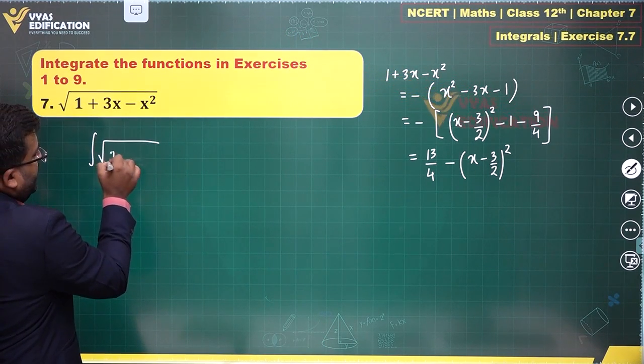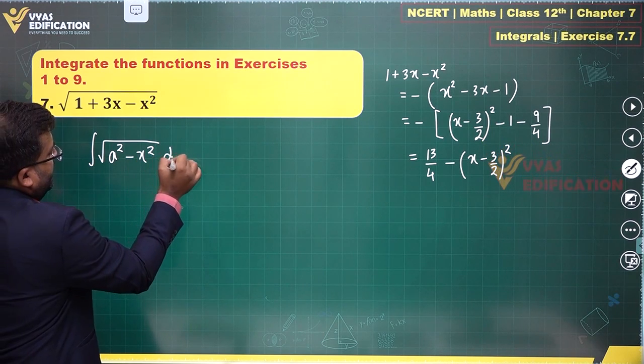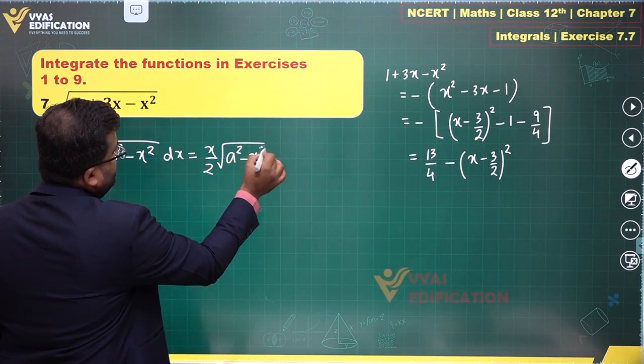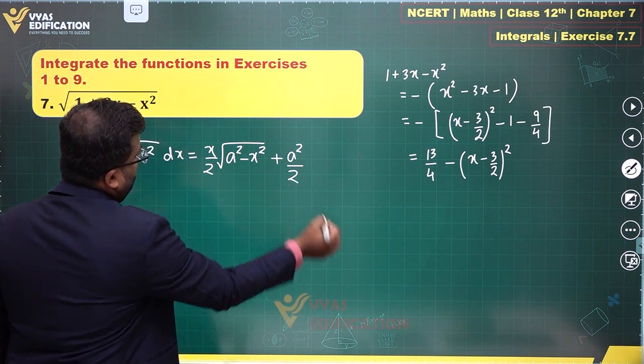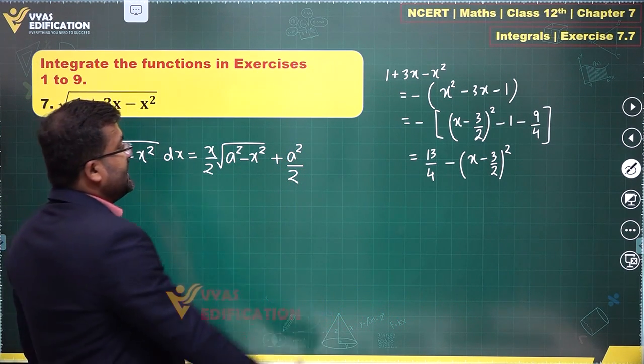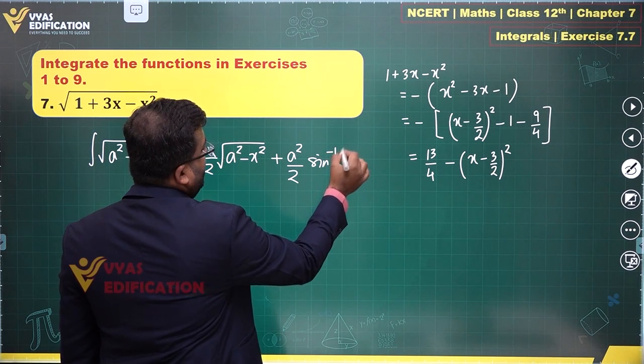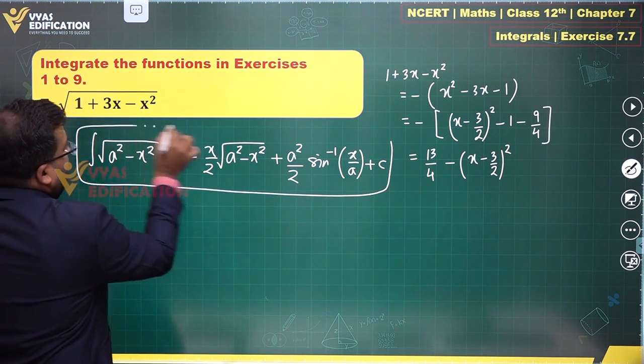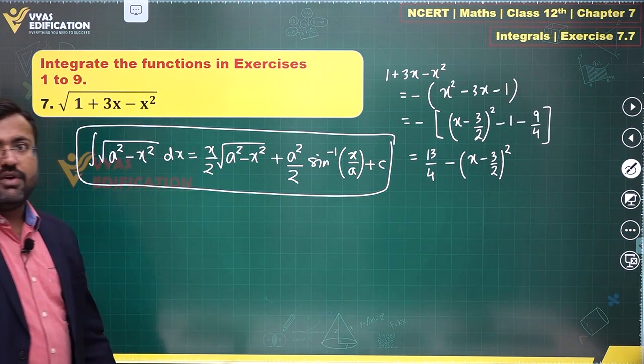The integral of under root a square minus x square dx is x by 2 under root of a square minus x square plus a square by 2 sine inverse x by a, plus constant. Let's not make a mistake in this. This is the required formula.